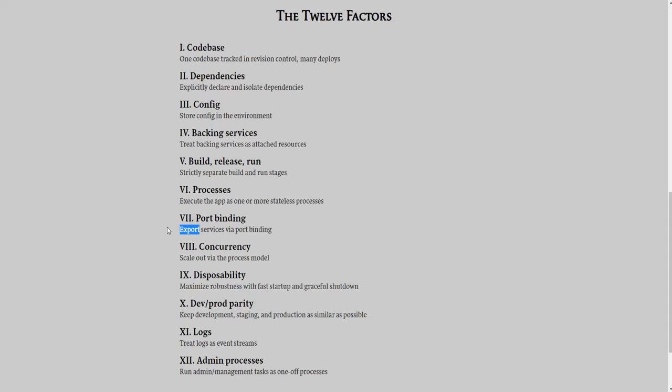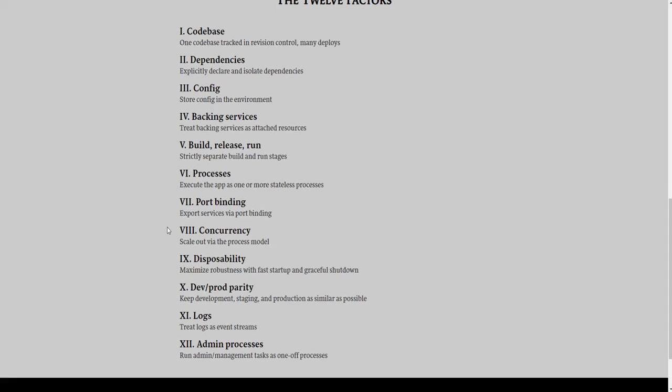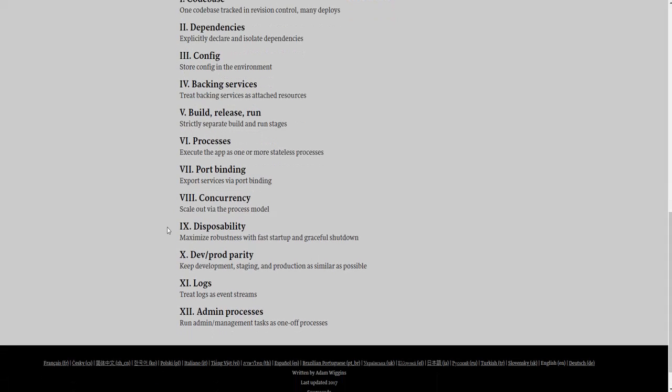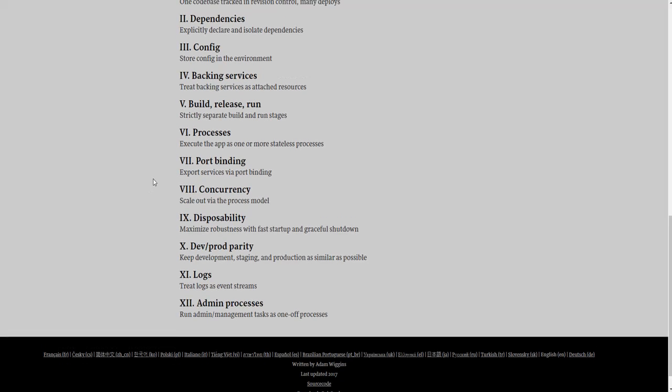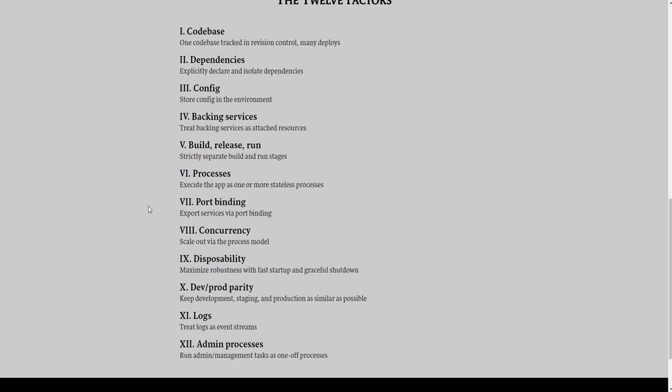So we can export the services for these different ports. This is the seventh point: port binding. Now the next point is export services via port binding. So what does port binding mean? We understood port binding, right? There would be different ports for the different environments in which our application is running.